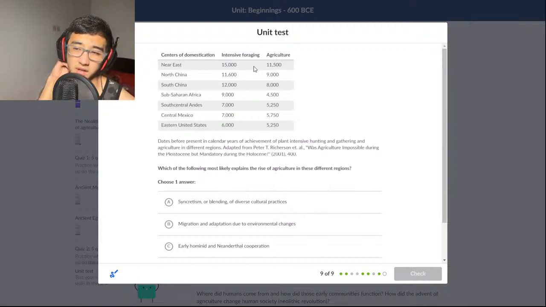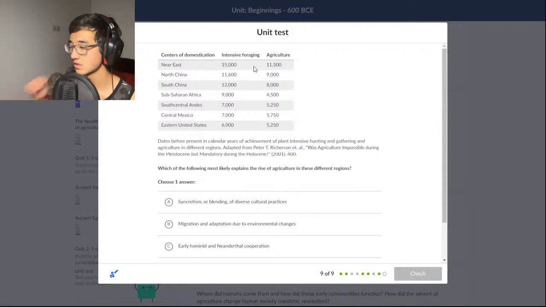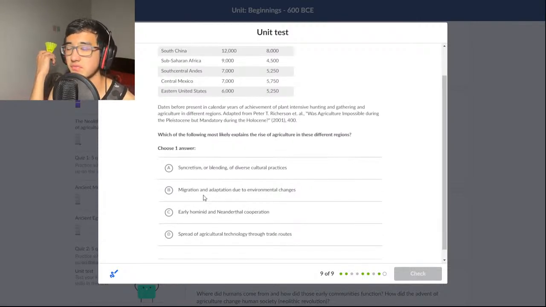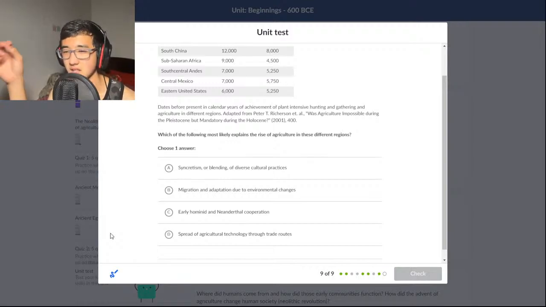Which of the following most likely explains the rise of agriculture in these different regions? A. Syncretism or blending of diverse... No, that was very later on, so I don't think so. B. Migration and adaptation due to environmental changes. Nah. C. Wait, it could be. I don't know. Okay, hold on, let me think again. Migration and adaptation due to environmental changes. Not really. Is it? Let's go back to it.